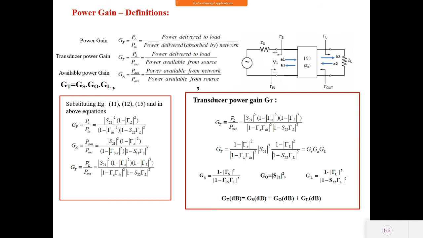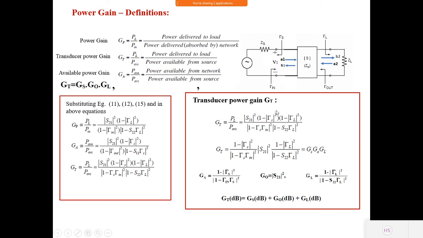Yes, ma'am. Okay, fine. Next is the transducer power gain, GT. As I said, we are using this power gain in the next topics. GT equals PL by PAVS. This is the equation.